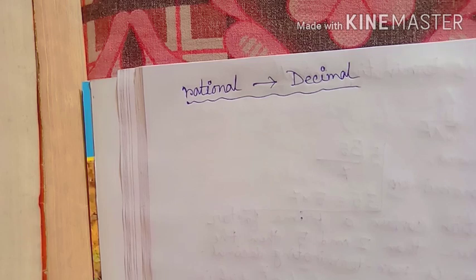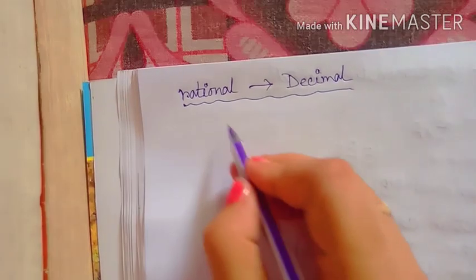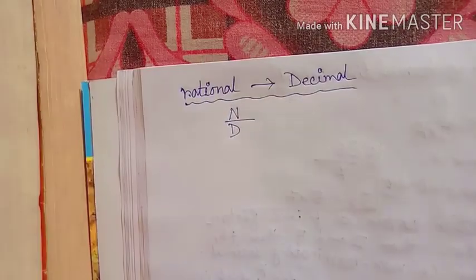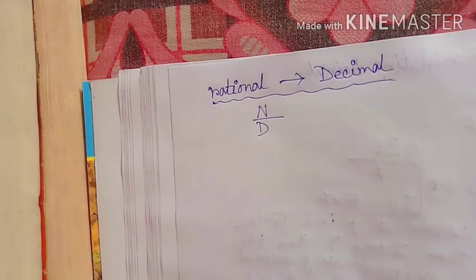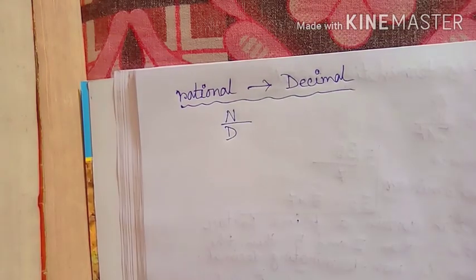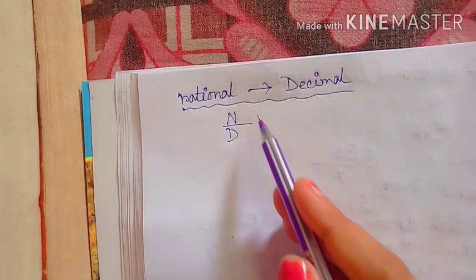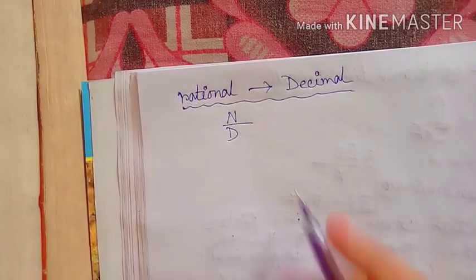Before starting today's class, I want to say something: you must have a clear concept about rational numbers. So what is a rational number? We already discussed it in previous classes, but I want to repeat it again. Rational numbers are those numbers which are in the form of numerator by denominator, where the denominator must not equal 0 and both are integers.